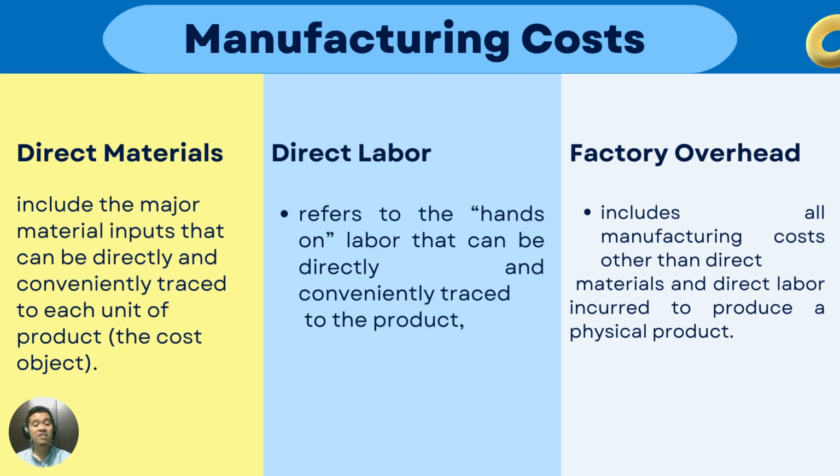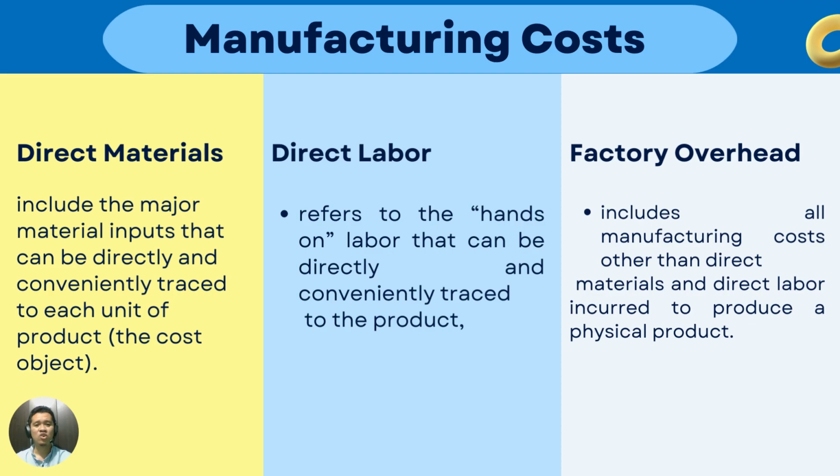But the indirect materials and the indirect labor are part of what we call the manufacturing overhead, or the third classification, the factory overhead. It includes all manufacturing costs other than direct materials and direct labor incurred to produce a physical product.